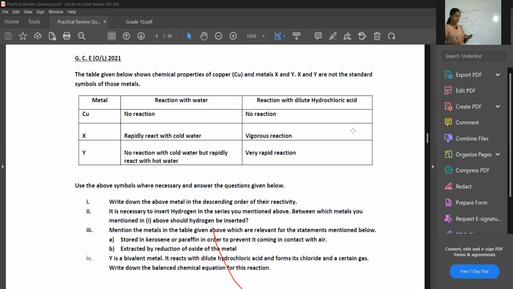Third one, mention the metals in the table given above which are relevant for the statements mentioned below. A is given: stored in kerosene or paraffin oil in order to prevent it coming in contact with water. What is the metal that we store in paraffin oil or kerosene oil? It should be sodium. So the metal is X.